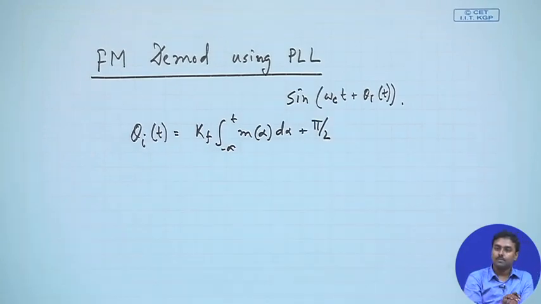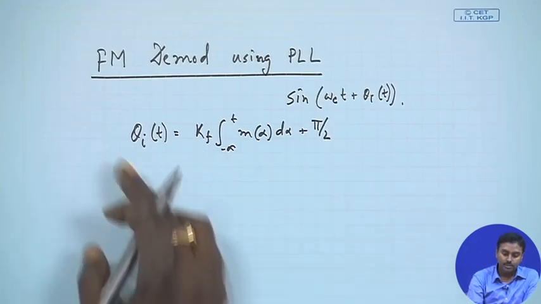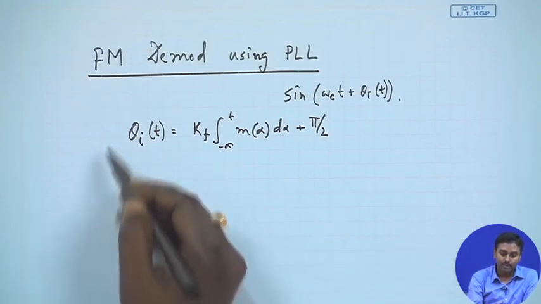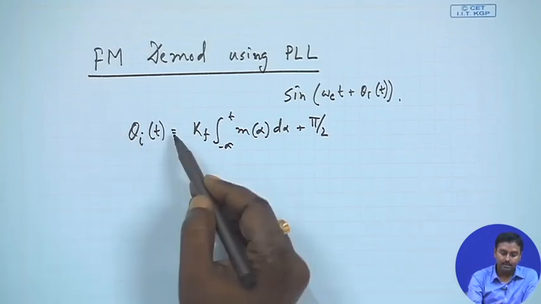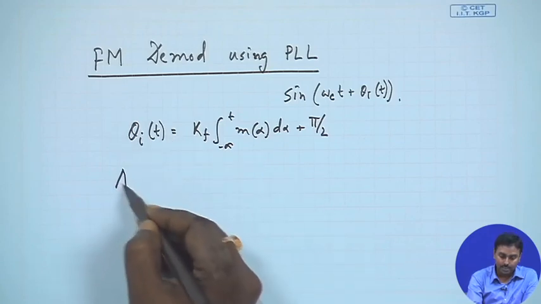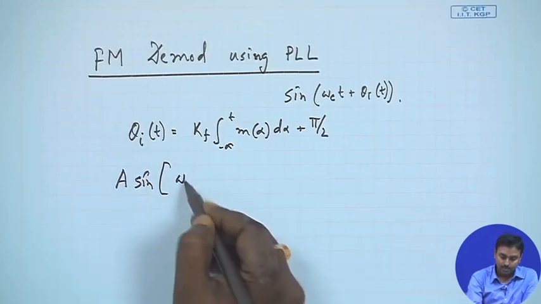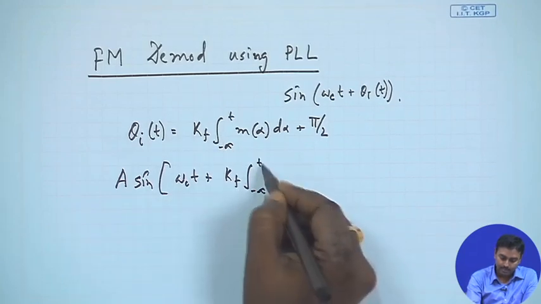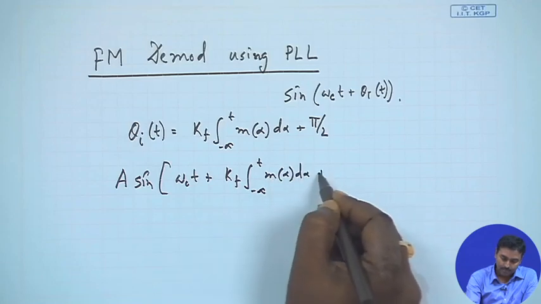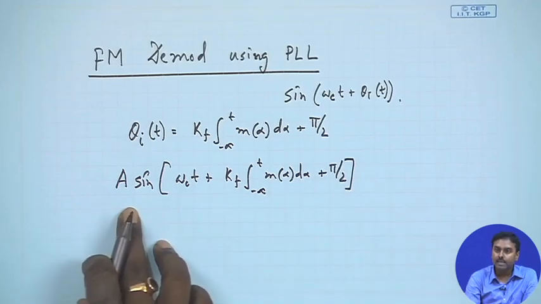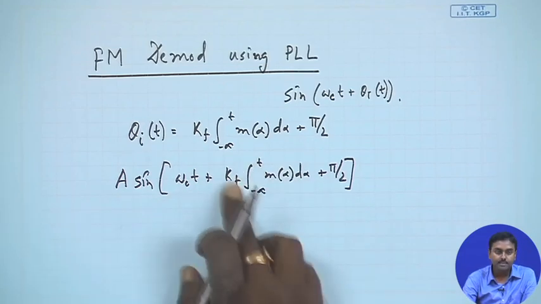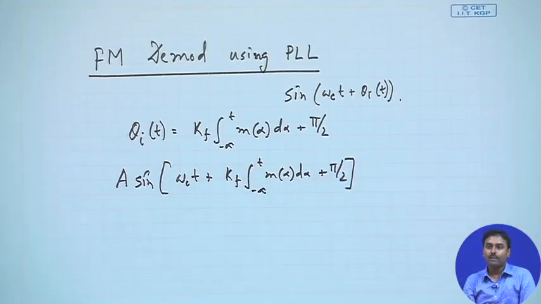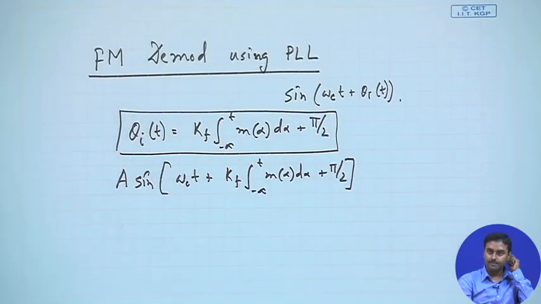Therefore, my theta i t should be k f integration from minus infinity to t m alpha d alpha plus pi by 2. Okay. If this becomes theta i t, so immediately I can put my FM input as A sin omega c t plus this theta i, which is k f integration from minus infinity to t m alpha d alpha plus pi by 2, right. That immediately becomes cos. So, it is A cos omega c t plus this, that is actually the FM signal. So, if I wish to put an FM signal to the PLL input and if we correspond it, we get my theta i t as this one, right. This is fine.